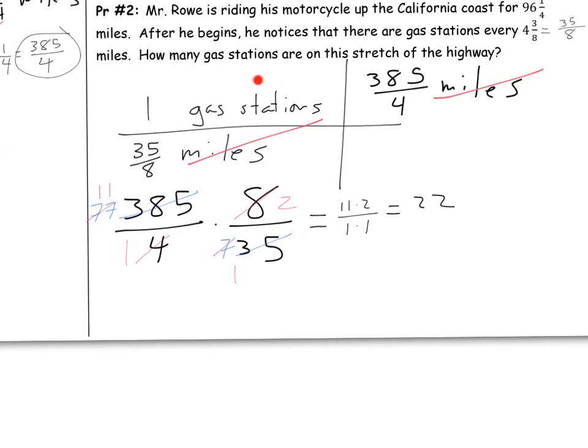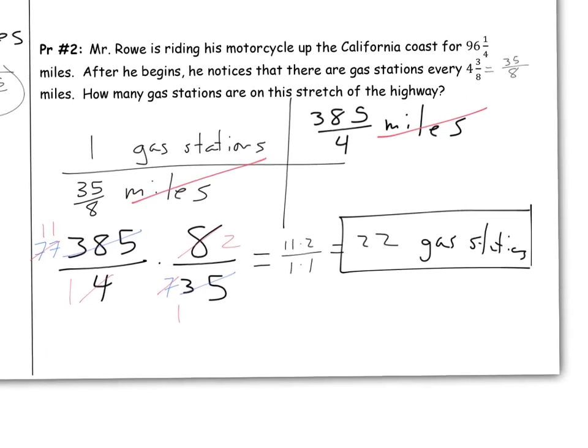22 what? Well, the only unit we had left in our little chart here is gas stations. Forgive my handwriting there, but 22 gas stations should be the correct answer.